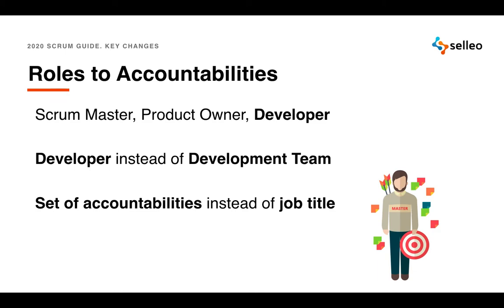The new accountability is a term developer based on the development team role described in the previous version of the guide. This change of terminology, however, does not change the Scrum framework, as the roles were always shown as a set of particular accountabilities. But removal of those roles simplifies the guide and reduces the confusion around the view that a role is a sort of job title.